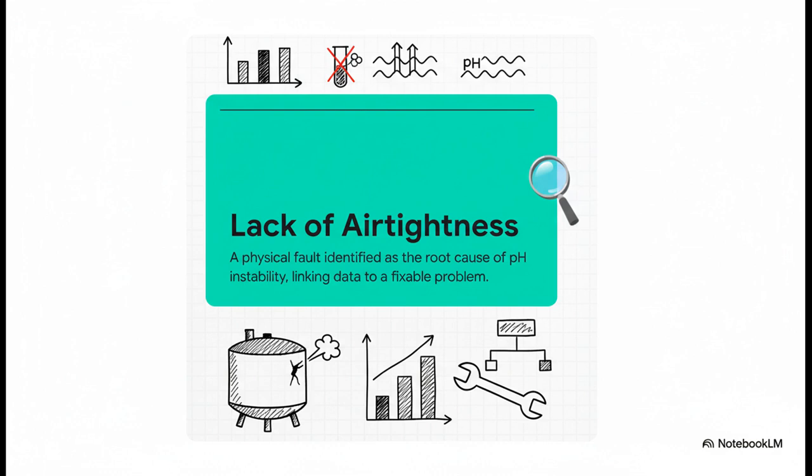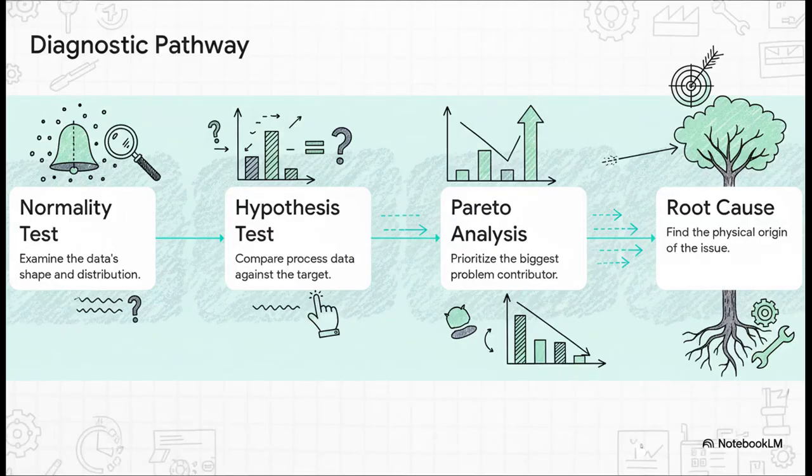And that's the whole point, right? We started with all this abstract data, and we ended up with a physical, real-world thing that they could actually go and fix. So let's just recap the pathway we followed. It's a really logical flow. We started with a normality test to check the data's basic shape. Then we used a hypothesis test to see if it was hitting the target. After that, Pareto analysis helped us prioritize the biggest problem. And finally, that focus led us straight to the root cause. It's a simple, powerful, and totally repeatable framework.